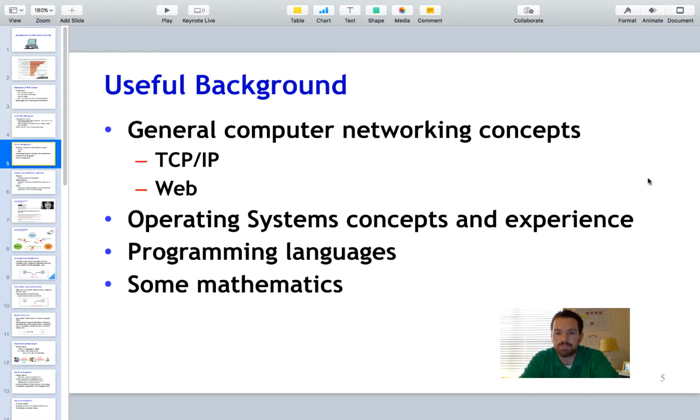TCP/IP, web, some knowledge about operating systems, especially experience when it comes to Linux, when it comes to Mac, when it comes to Windows. I would hope we're not.